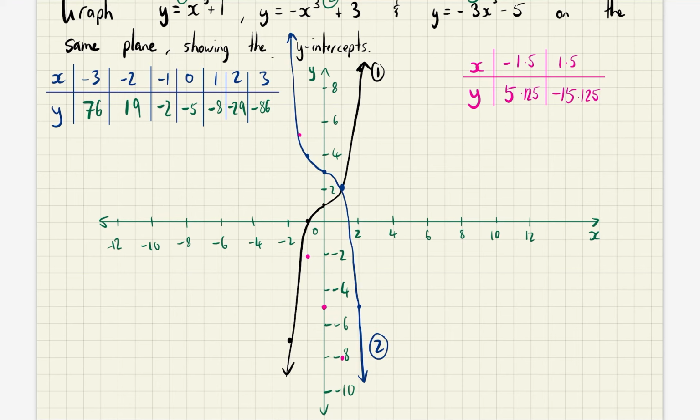Now I'm starting to see the drawing a little bit better. And when we go to positive 1.5, we go to 15 something. So it's probably going to be still pretty high up there. But we've got a bit more of our drawing. It looks like this.